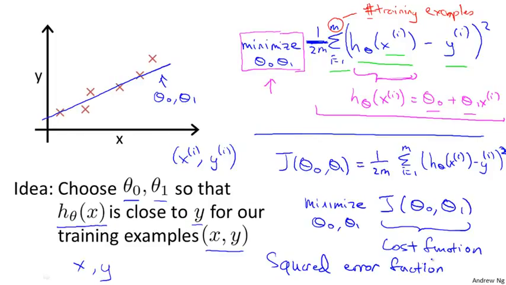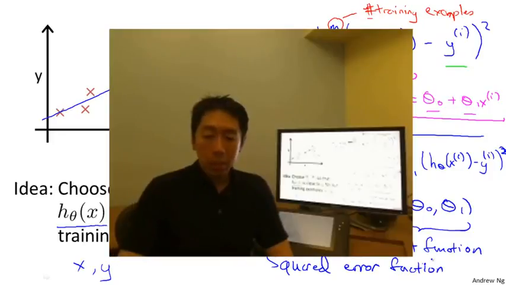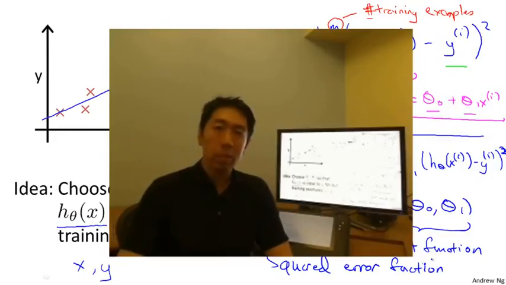So far we've just seen a mathematical definition of this cost function J of theta 0, theta 1. In case this function seems a little bit abstract and you still don't have a good sense of what it's doing, in the next couple of videos I'm going to go a little bit deeper into what the cost function J is doing and try to give you better intuition about what it's computing and why we want to use it.